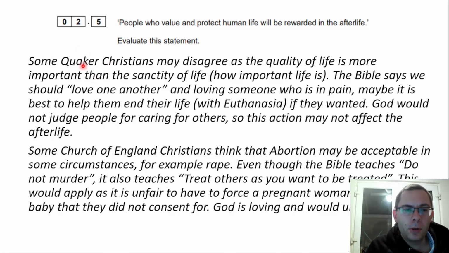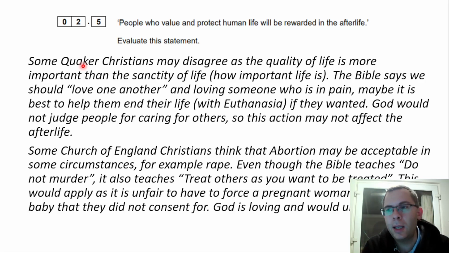And then I'm going to put my rebuttal in. So my rebuttal is the alternative viewpoint. So it could be for or it could be against. It could be either of those. And I've got here, some Church of England Christians think that abortion may be acceptable in some circumstances, for example rape. Even though the Bible teaches do not murder, it also teaches treat others as you like to be treated. This would apply as it's unfair to force a pregnant woman to carry a baby that they did not consent for. God is loving and would understand this.